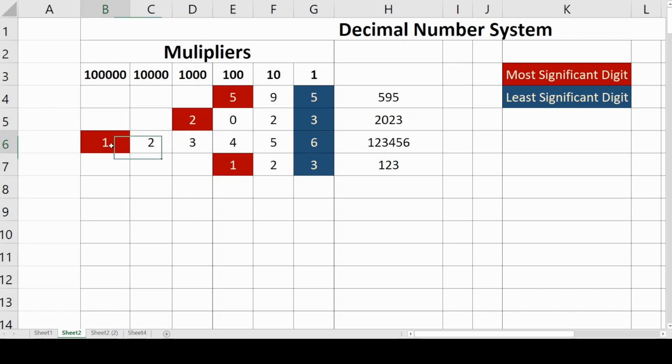For example, if I talk about this number over here, this one is just a 1, but this is actually 100,000. It's not 1. This is 20,000. Although 2 is larger than 1, because it's on the placeholder of 10,000, it becomes a 20,000. So most significant digit and the least significant digit we need to figure out. Okay.